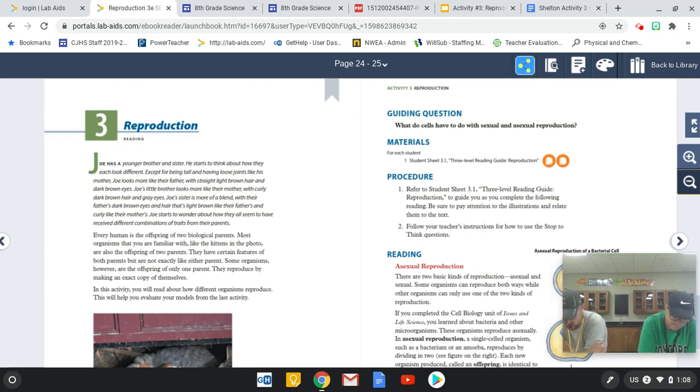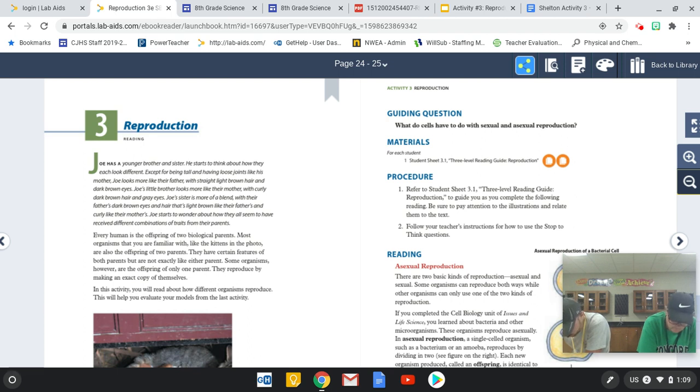Every human is the offspring of two biological parents. Most organisms that you are familiar with, like the kittens in the photo, are also the offspring of two parents. They have certain features of both parents, but are not exactly like either parent. Some organisms, however, are the offspring of only one parent. They reproduce by making an exact copy of themselves.